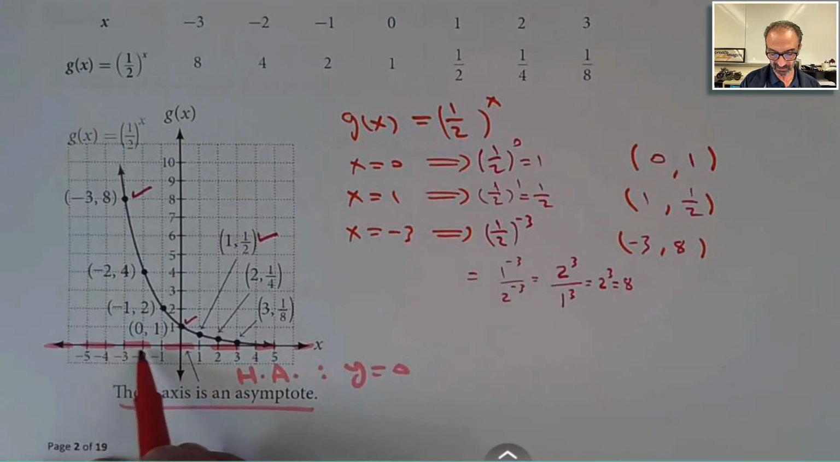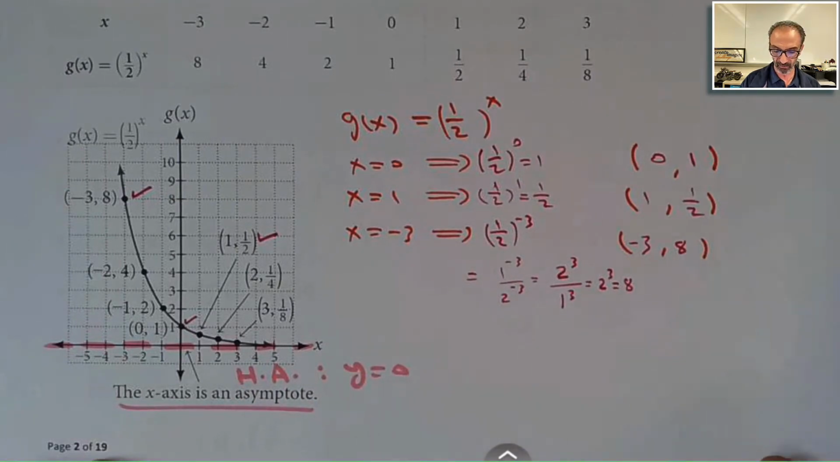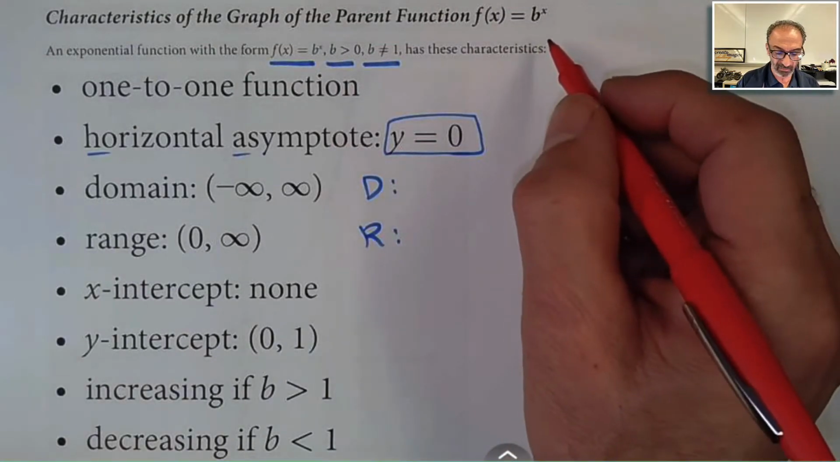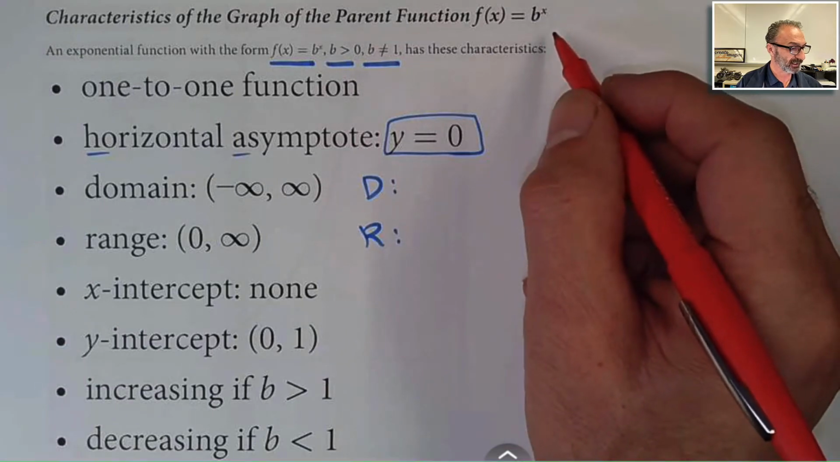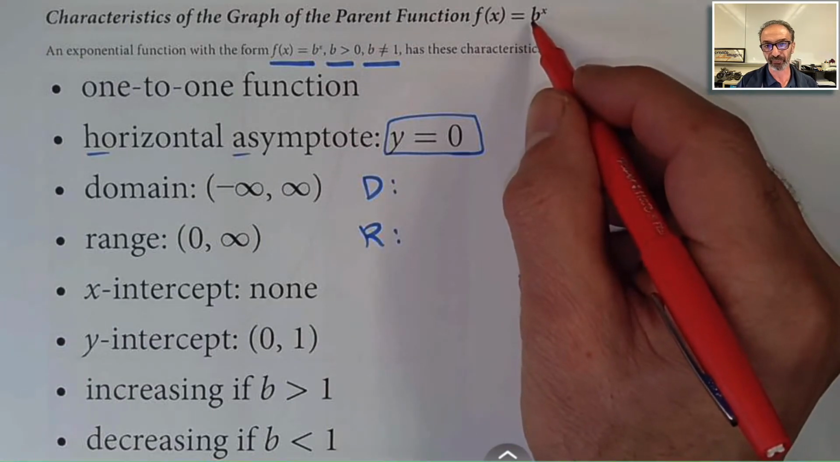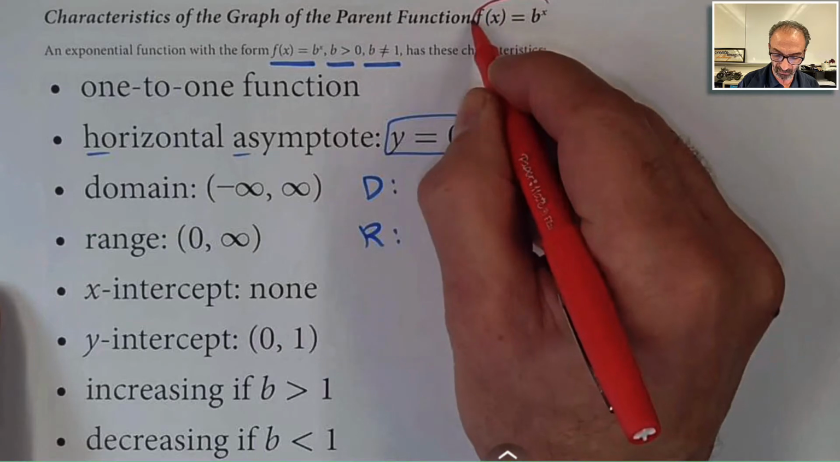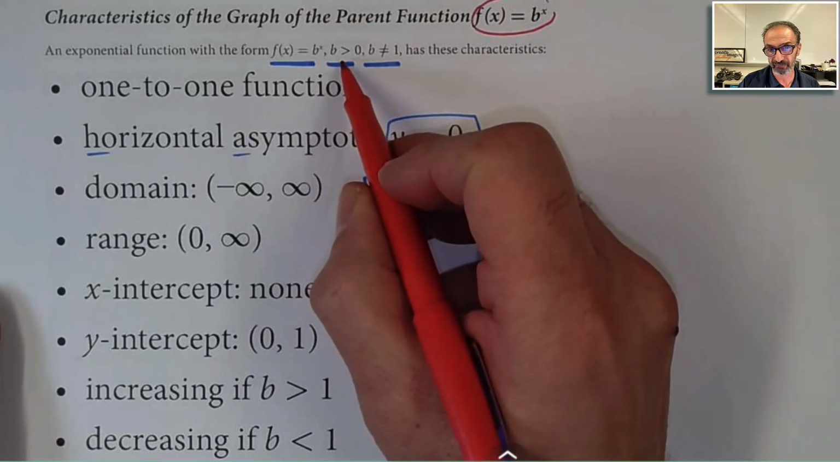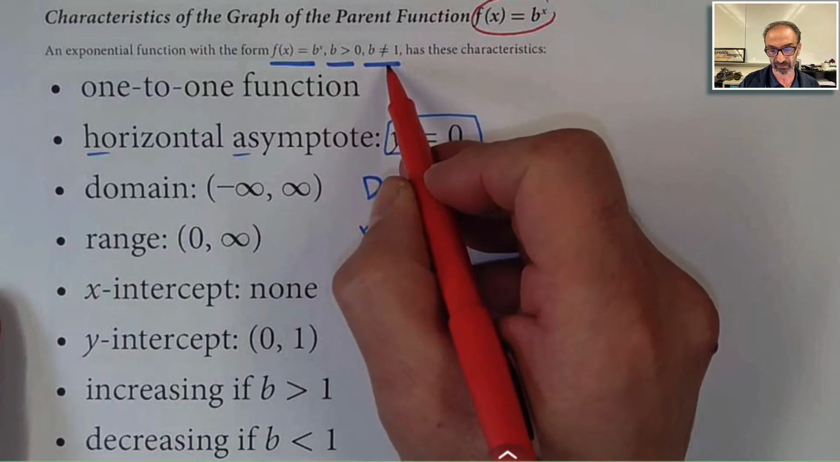Of course, the horizontal asymptote is the x-axis, or we just write in short, horizontal asymptote as y equals 0. Now, we had two examples. One had half as a base and the other one had 2. In general, they look like this, where b is positive and does not equal 1.